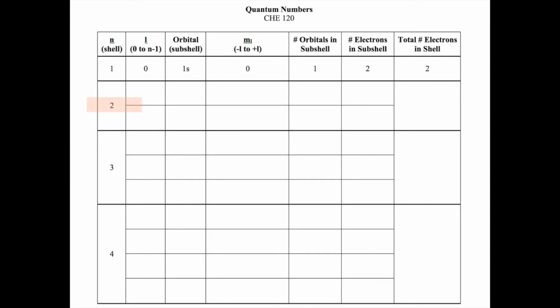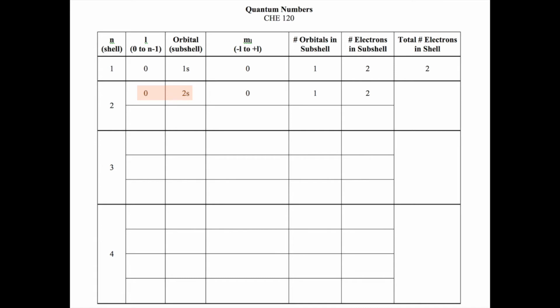When n is 2, that means we're in the second shell. And so that means that n is 2, and the values of l that we have are going to start at 0 and go to n minus 1. So that's going to be 0 and 1 for our values of l. That means we're going to have two different shapes of orbitals that are possible in the second shell. So if we look first at n equals 2 and l equals 0, whenever l is 0, that's a spherical orbital, so that's going to be an s orbital.